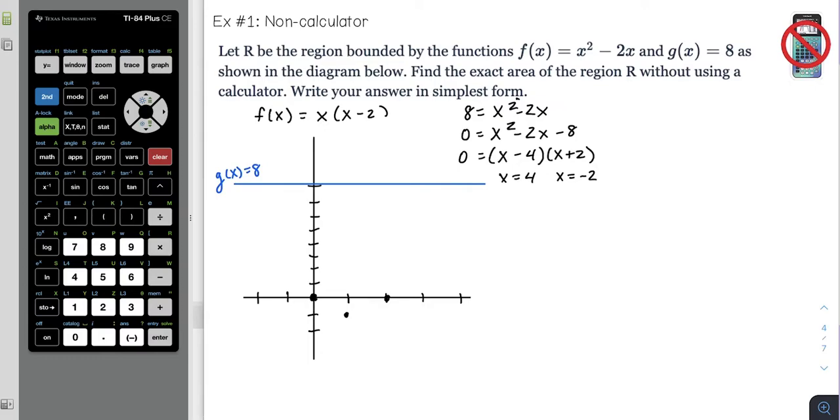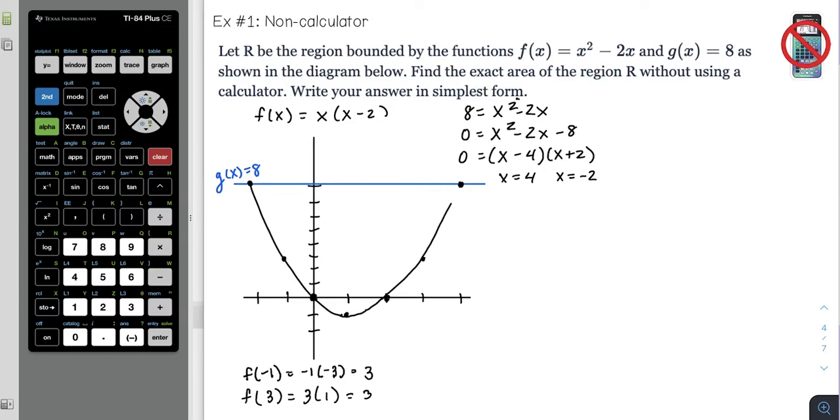Okay. So I know if we're intersecting at those points, the y coordinates are going to be up here. And then maybe I want to plug in f of negative 1. That's going to be negative 1 times negative 3. That's 3. And then f of 3 is going to equal 3 times 1. So that's also going to be 3. So we've got this nice parabola shape going on. And this is our region R. So we want to find the area between those two curves.